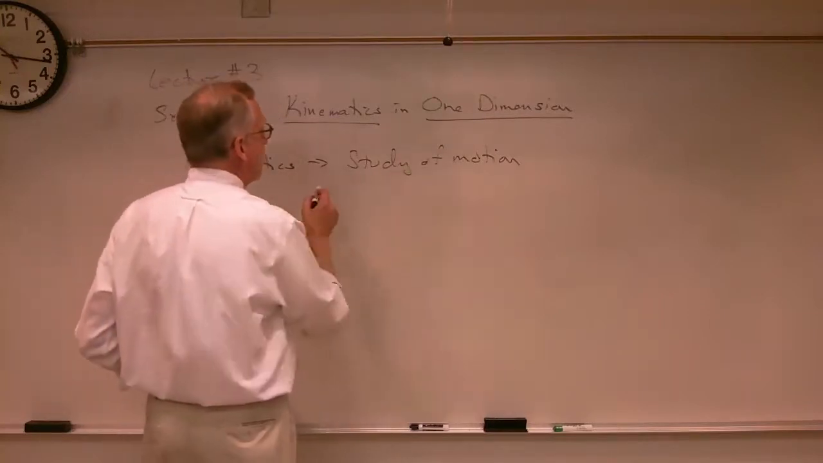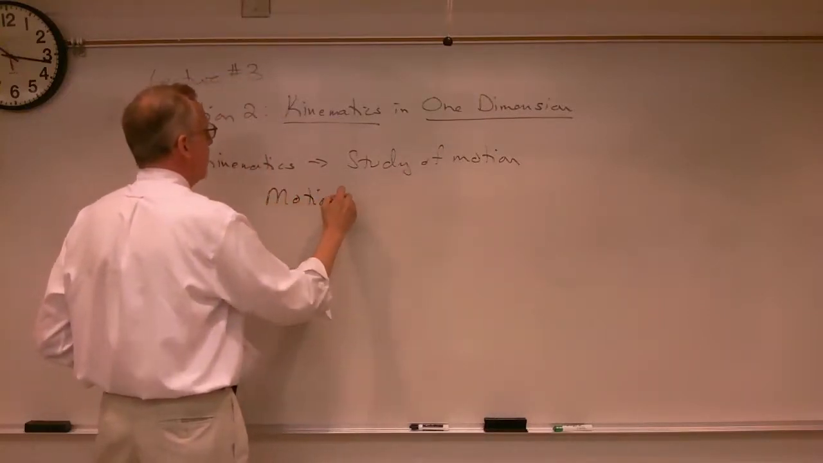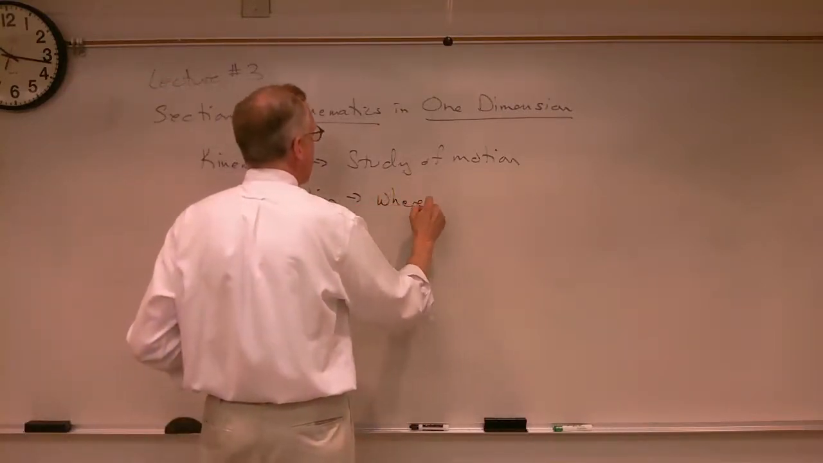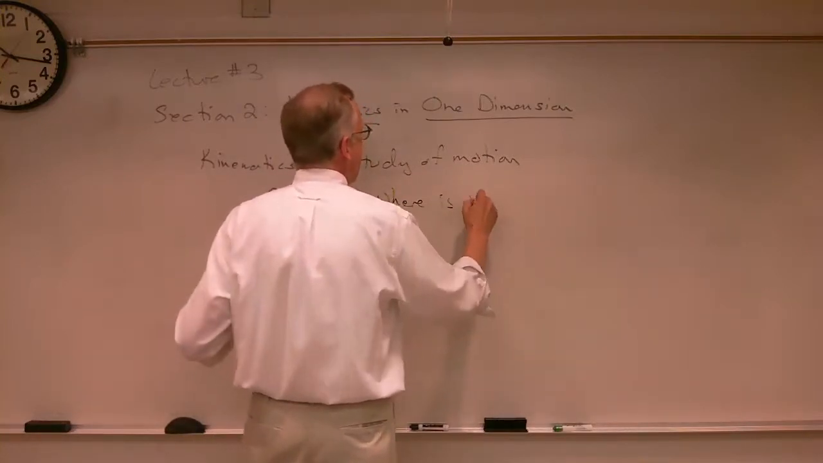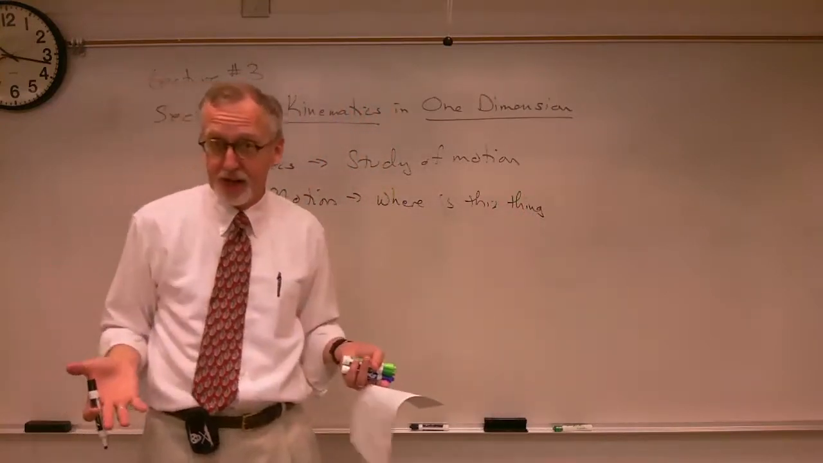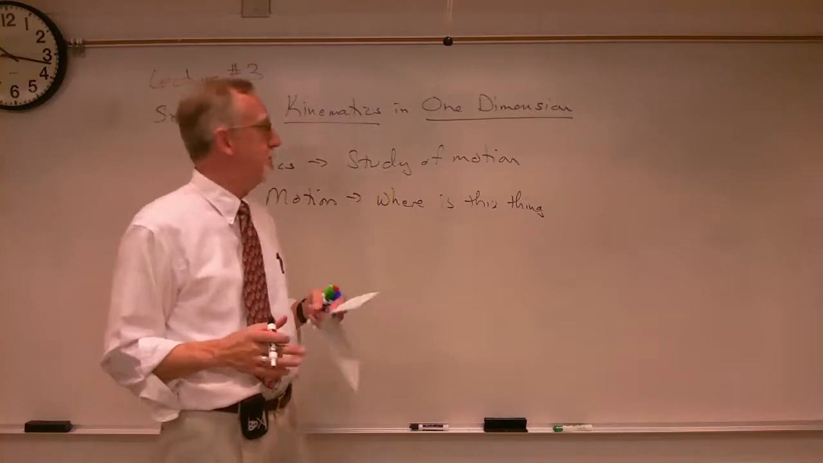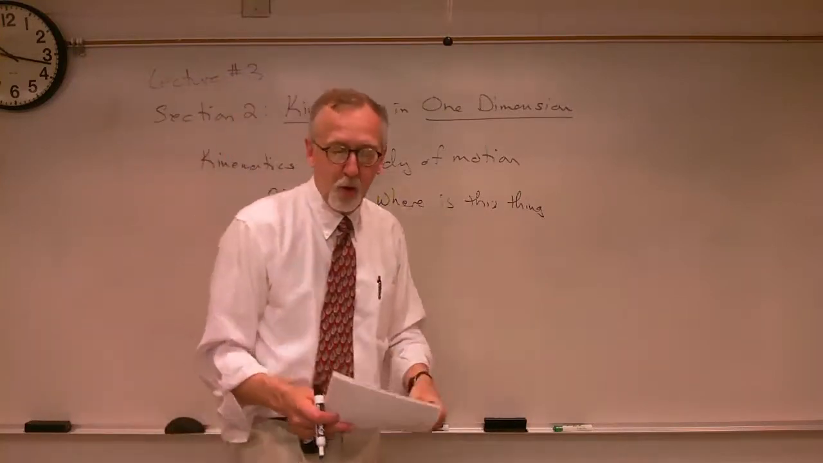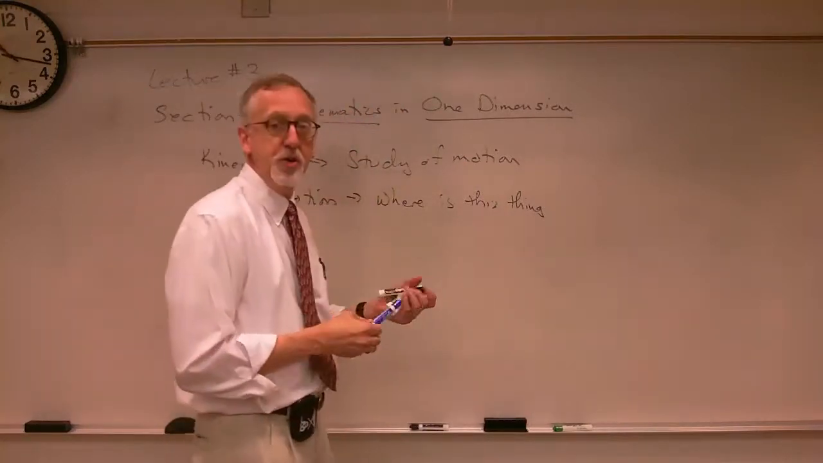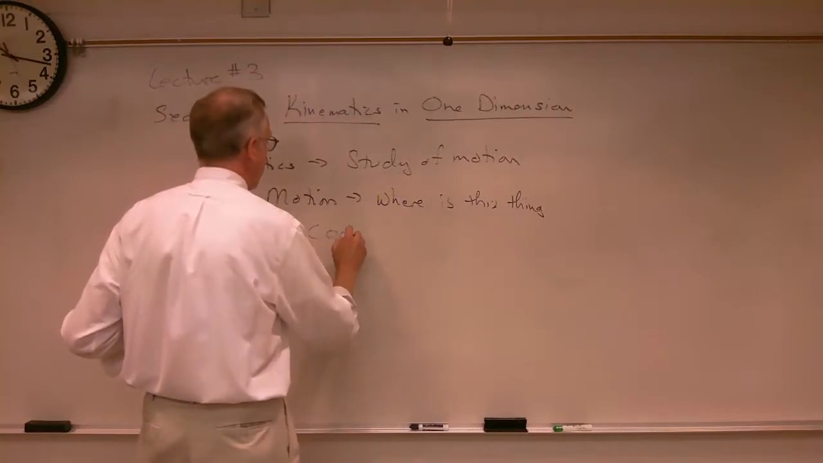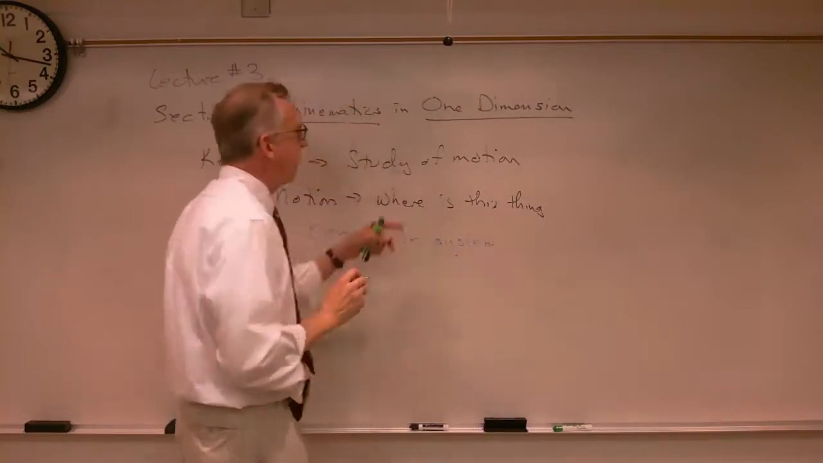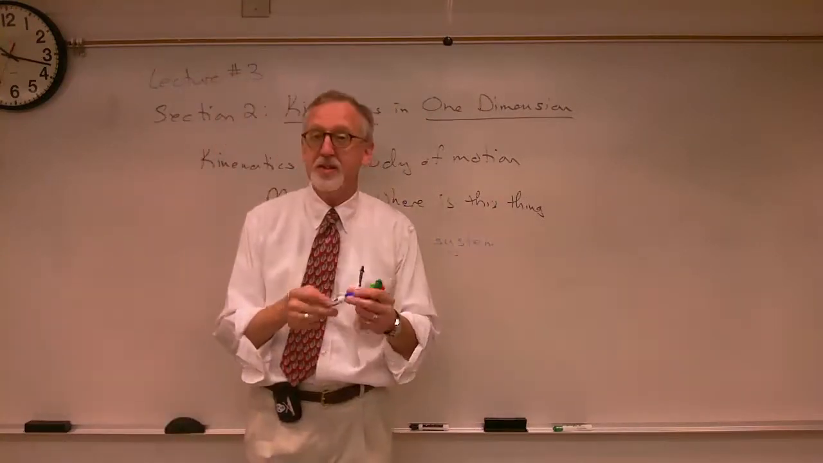Okay, so in order to start with the study of motion, our first question that we'd like to ask is, where is the thing, whatever the thing is that we're talking about. Typically, we're talking about the motion of an object, one object at a time. Where is this object? Well, in order to describe where something is, we're going to use a coordinate system. And for one-dimensional motion, we need a one-dimensional coordinate system.